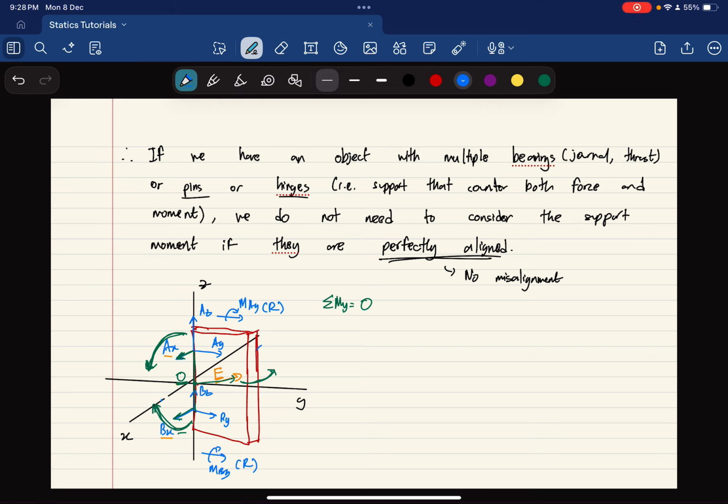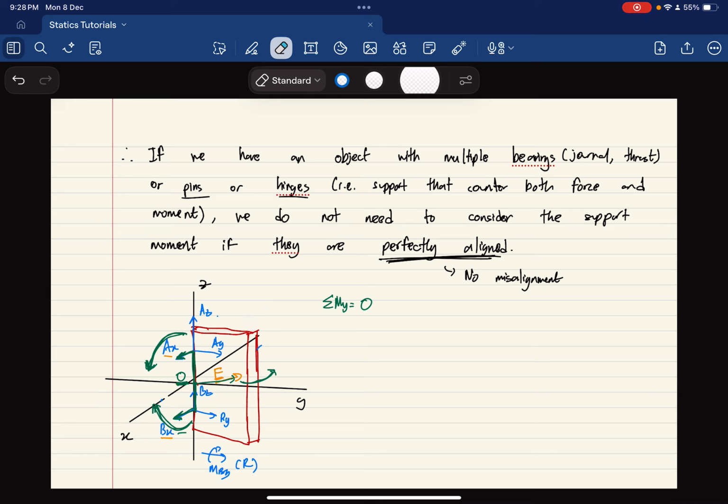Because at the end of the day, the support reactions are more than enough actually to get the moment, which will obviously cancel and not make the object move because they're perfectly aligned. The supports are perfectly aligned. That's why they ignore the redundant forces. Okay, so hopefully this was clear.